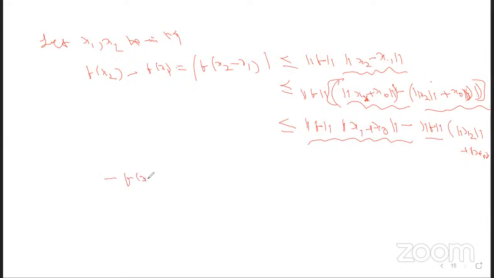f of x1 minus f of x0, norm of f, again norm of x1 plus x0, is less than or equal to x1 plus x0.